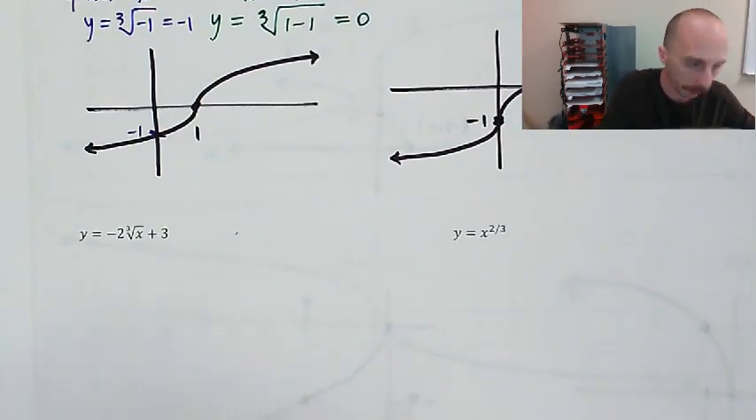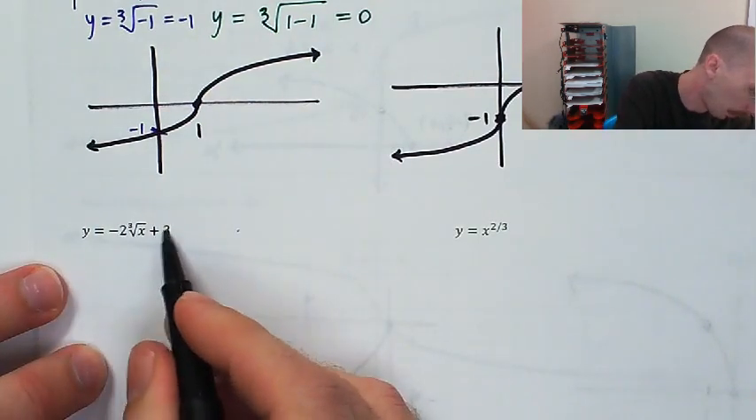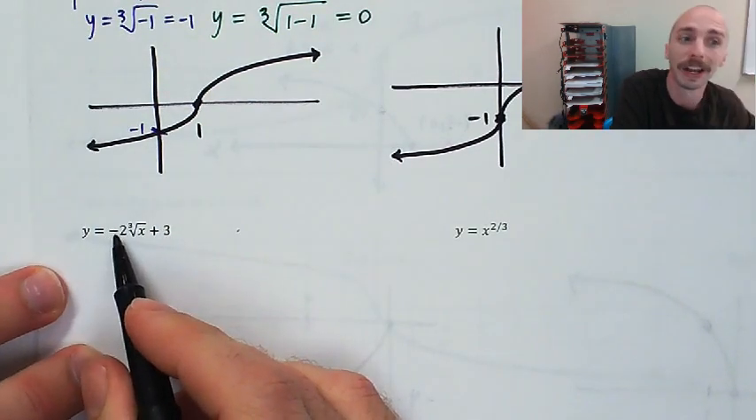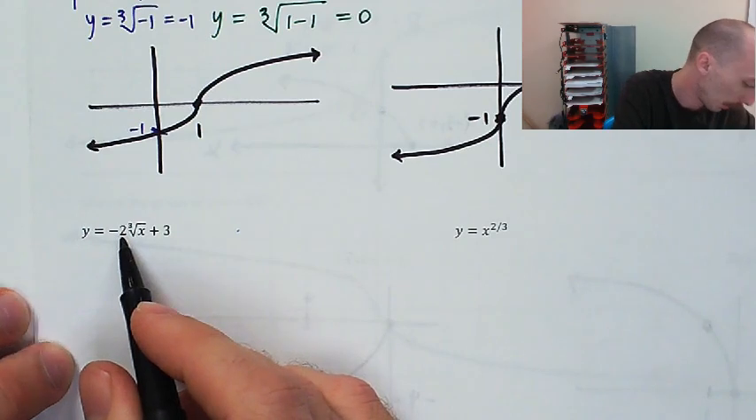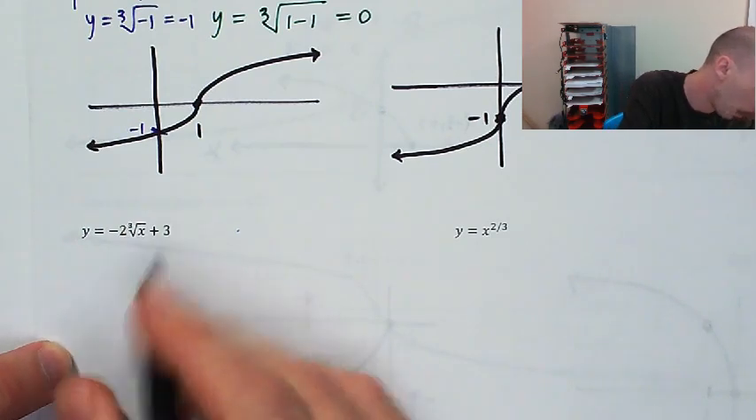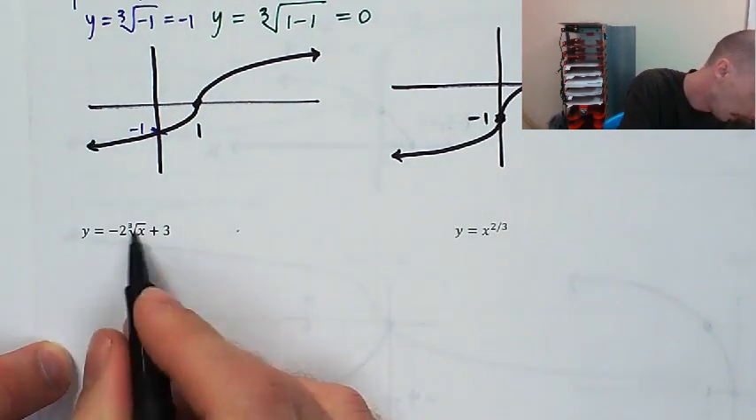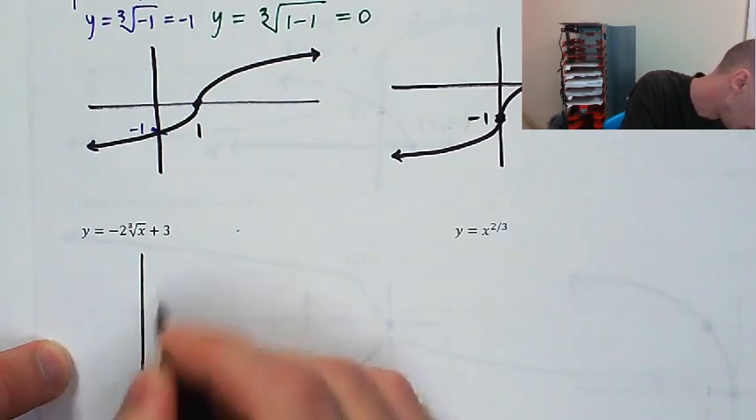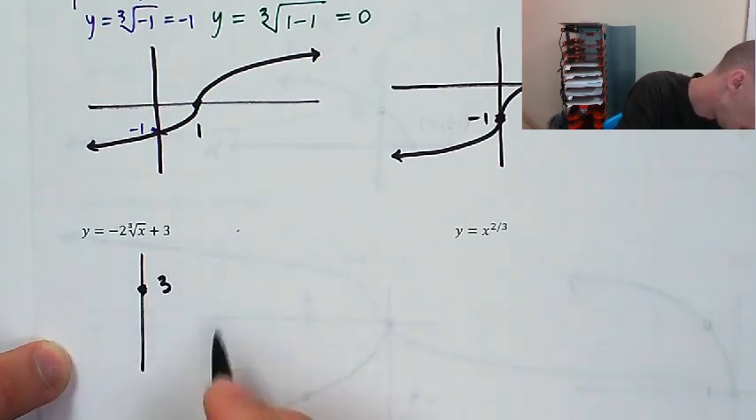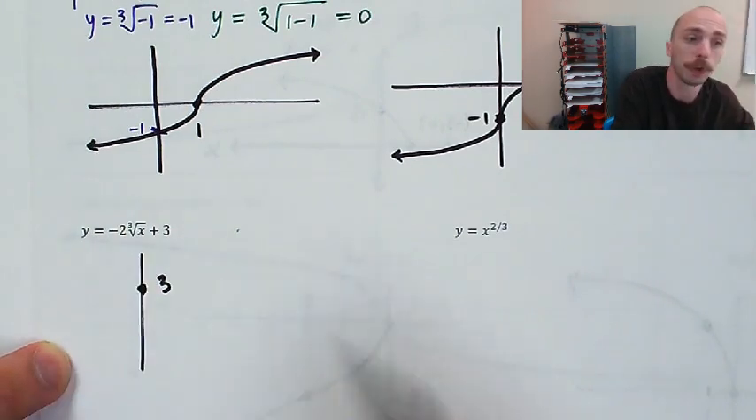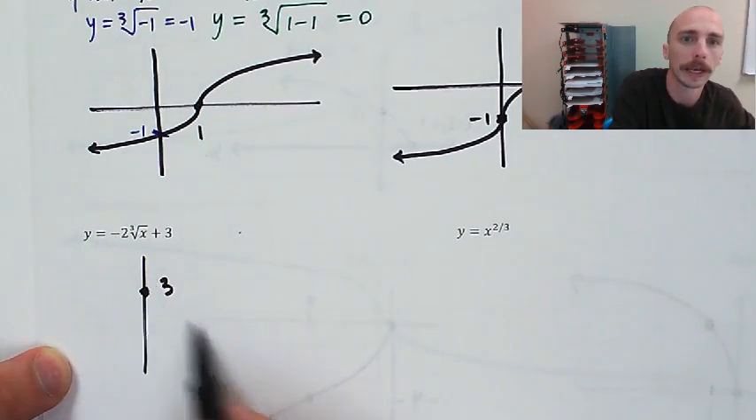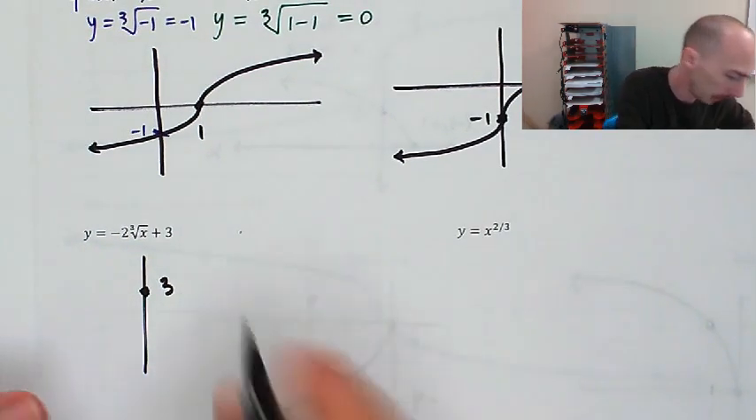Okay, negative 2 cube root of x plus 3. So it's going to start at 3, and then it's going to be kind of an upside down cube root. The bigger x gets, the more I'm going to subtract from 3. But again, the center is going to happen where x is equal to 0. So we've got 3 here. Negative 2 cube roots means it's going to be kind of upside down and a little bigger vertically.